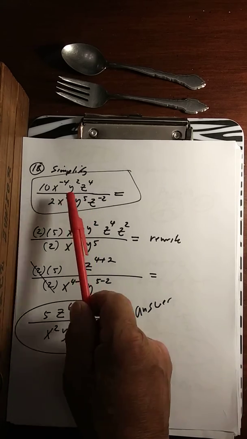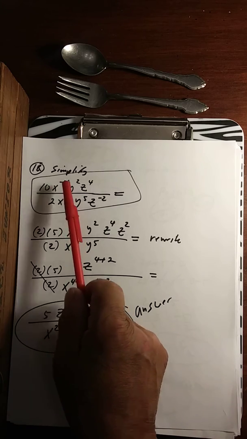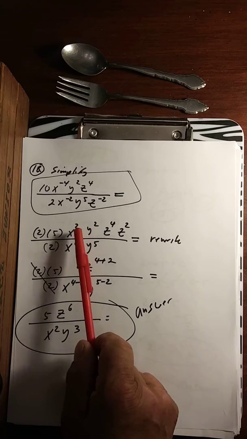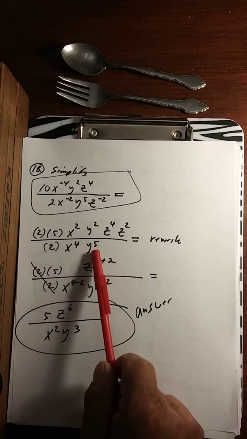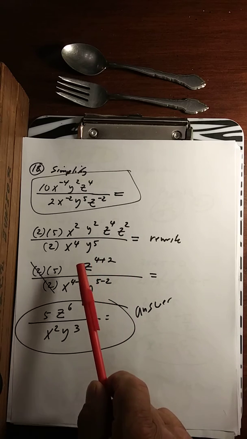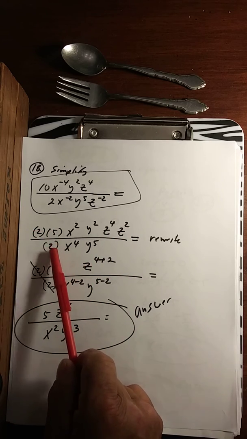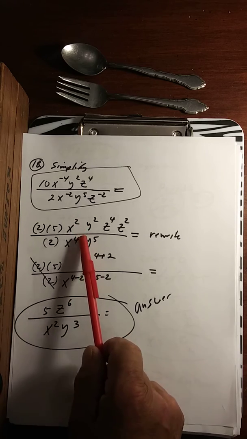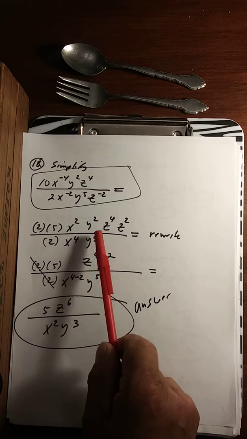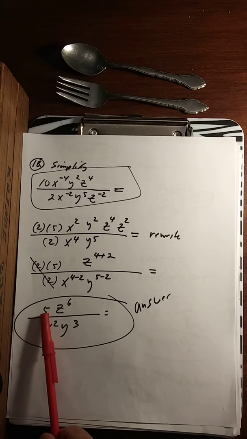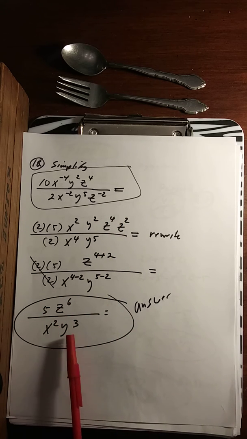Simplify this. Rewrite the negative exponents. X to the negative 4 down here becomes x to the 4. X to the negative 2 goes up here with a positive. This one stays the same. And z to the negative 2, bring it up right here. So now we have 2 times 5. 2's cancel, so we have 5. And subtract the 2 from the 4 power down here, the 2 from the 5 down here, and add these two numbers together, 4 and 2. So 5z to the 6, x squared, y cubed.